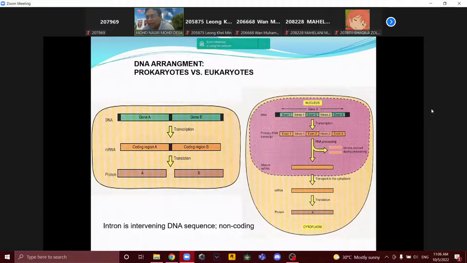Taq polymerase, I mention this because we are going to use it in the next practicals. Taq polymerase is an enzyme that does DNA replication. Okay, so we are going to use this enzyme to amplify DNA in your next practical.